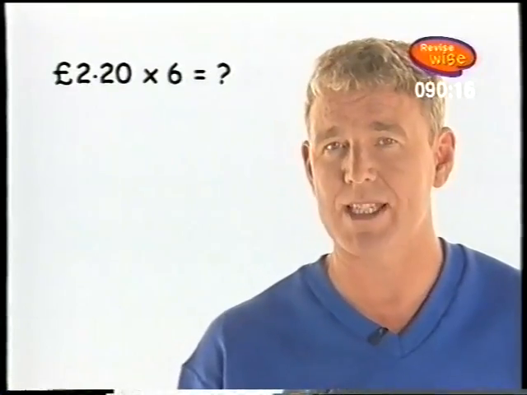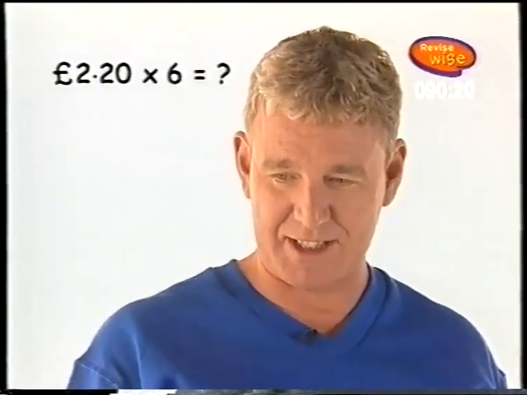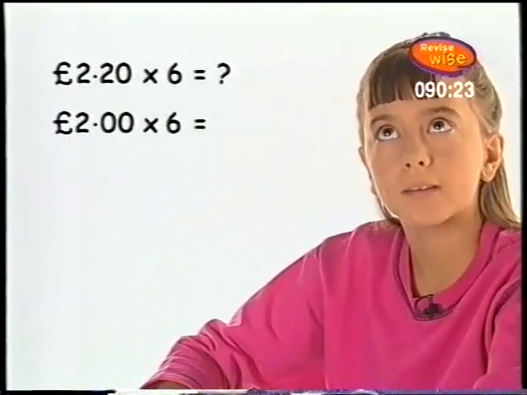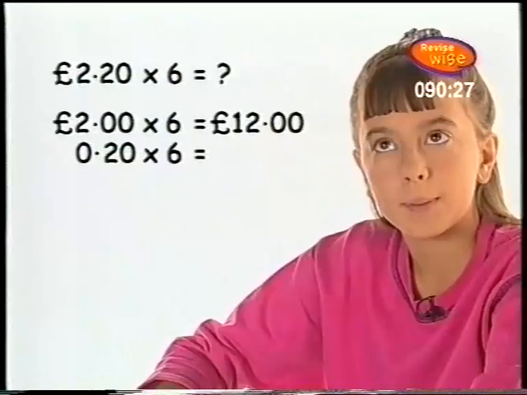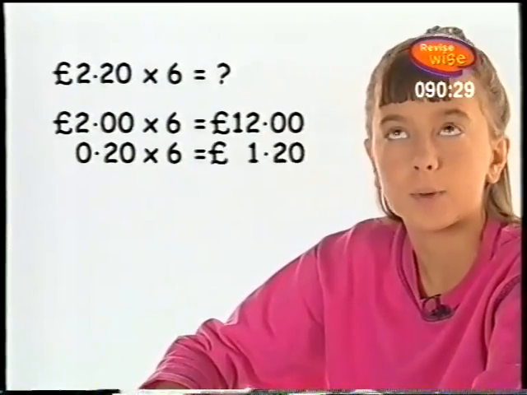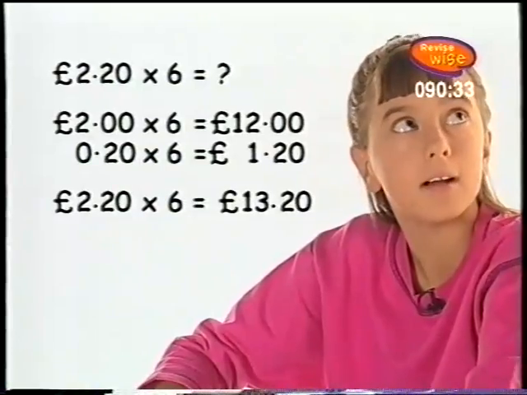Often the maths questions we get asked are just numbers on the page, like this. £2.20 multiplied by 6 equals... Go on, you try it. Well, £2 times 6 is £12, and 20 pence times 6 is £1.20, so it's £13.20 altogether. Yes. Now that wasn't too difficult, but sometimes the questions on the test paper wrap up the maths in a real-life problem which you have to solve.